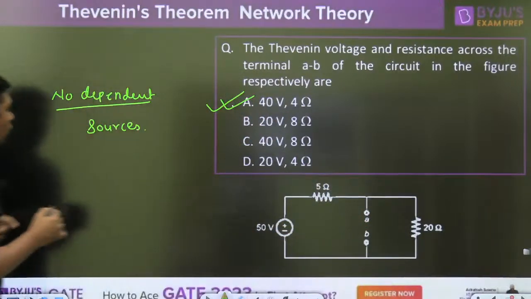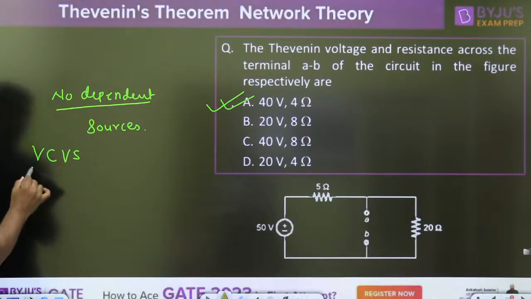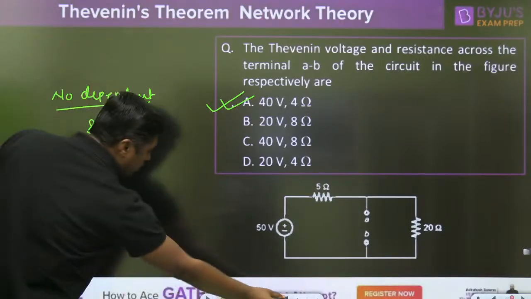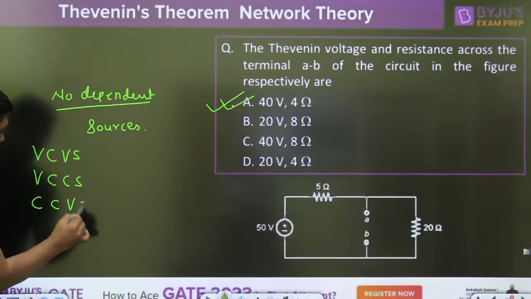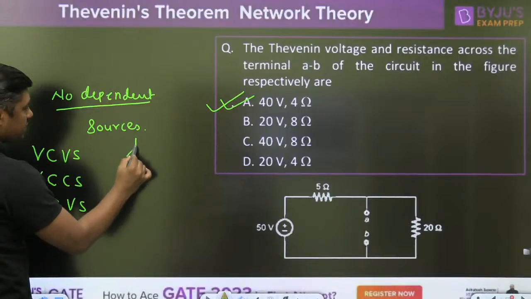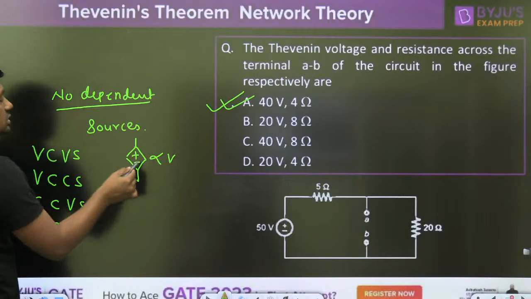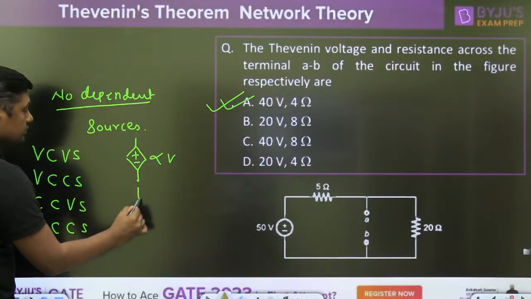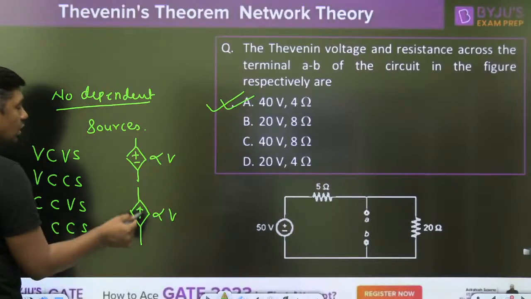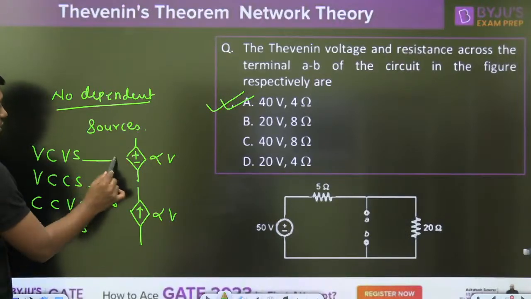Dependent means what? There are 4 types of dependent sources: voltage controlled voltage source, voltage controlled current source, current controlled voltage source, and current controlled current source. For example, this is the shape. That is the alpha V. This is called voltage controlled voltage source. Alpha V, that is called voltage controlled current source. So this is the voltage controlled current source. This is the voltage controlled voltage source.